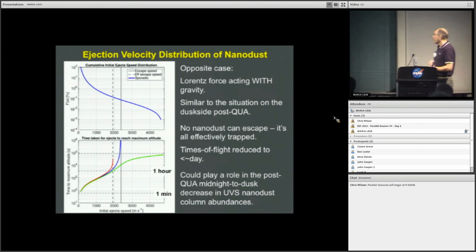Okay, so the simple argument with this very simple model is that this could play a role in the post-quadrantid midnight to dusk decrease in the UVS nanodust column concentration. On one side of the moon, the dust is being helped to escape, and on the other side, it's being trapped. And so this could give you a difference in the abundances that the UVS saw.